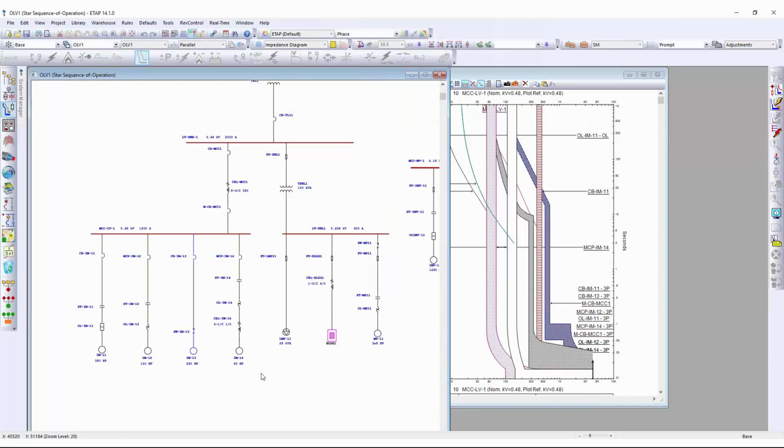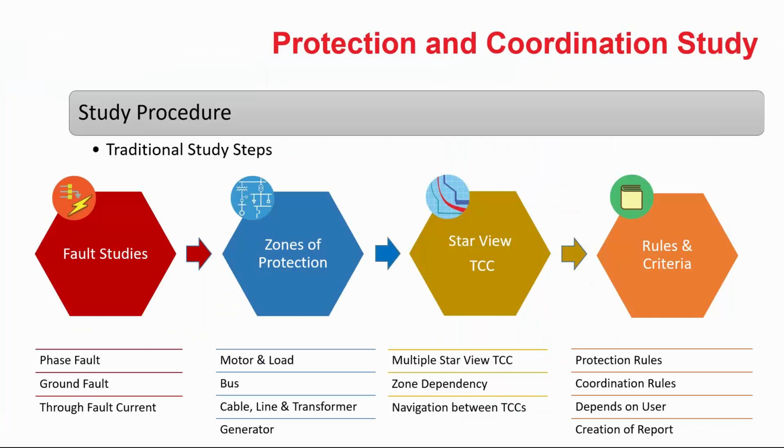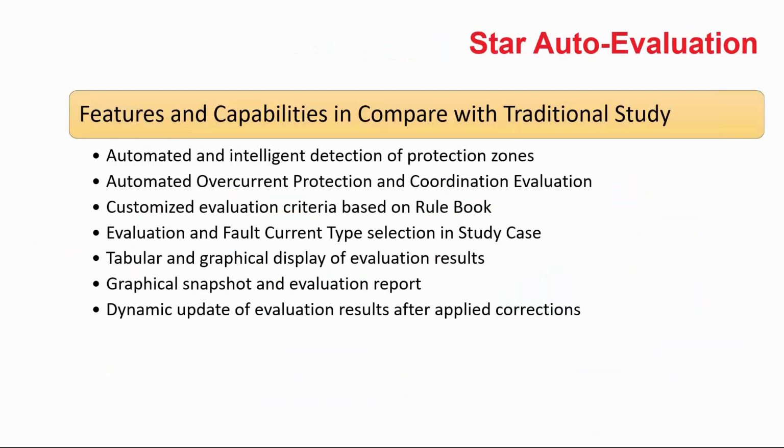Now, let's see how we are doing it in star auto evaluation. If we look at star auto evaluation features, what it does, it brings and combines all of these steps into a single feature or engine which takes care of everything. This means it would automatically and intelligently detect all of the protection zones.